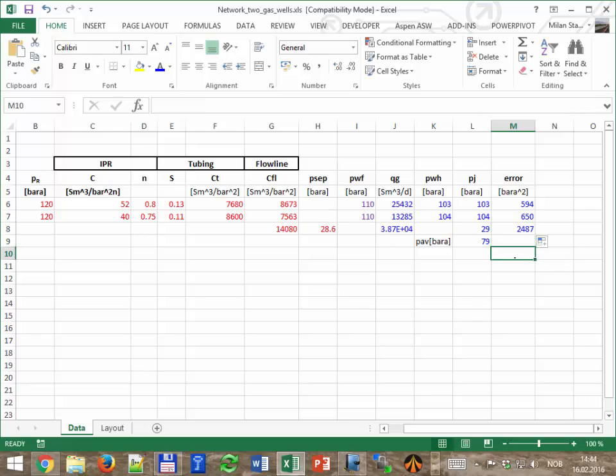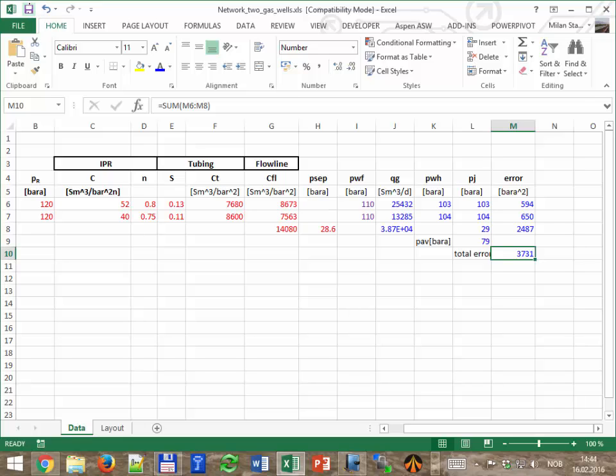Okay, and then I can put here one cell that I say total error, and this will be the sum of all of these differences. Okay. That should be also in blue. Okay, so I want now to use my solver to say solver, pretty please, that will be the equivalent to solve the whole system of equations. Drive this cell to 0 by changing these flowing bottom hole pressures.